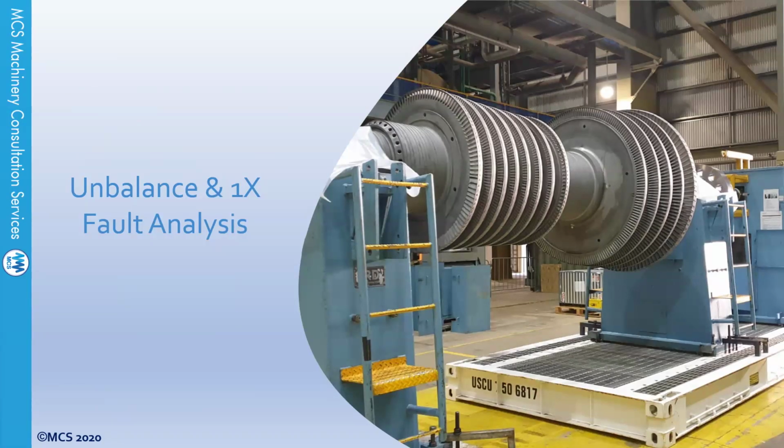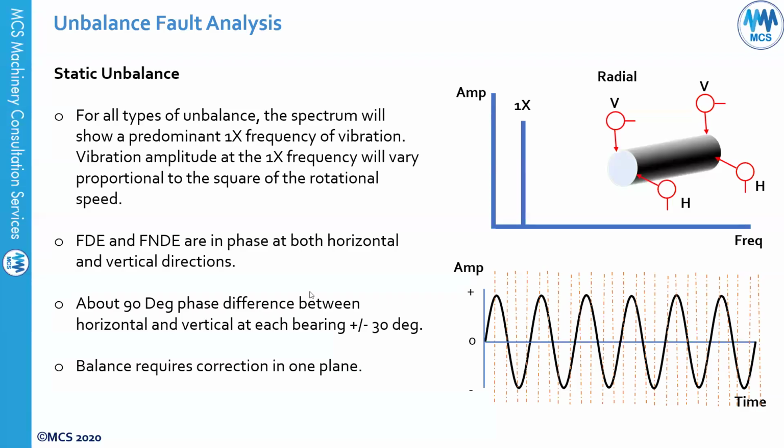Excellent. So the first fault we're going to talk about is imbalance, or what we call the 1x fault. We have a few types of imbalance. The first one is static imbalance, and for all types of imbalance, the spectrum will show 1x vibration. If you have static imbalance, dynamic imbalance, or couple imbalance, all the time you'll see high 1x vibration with an almost sinusoidal sine wave in your time waveform.